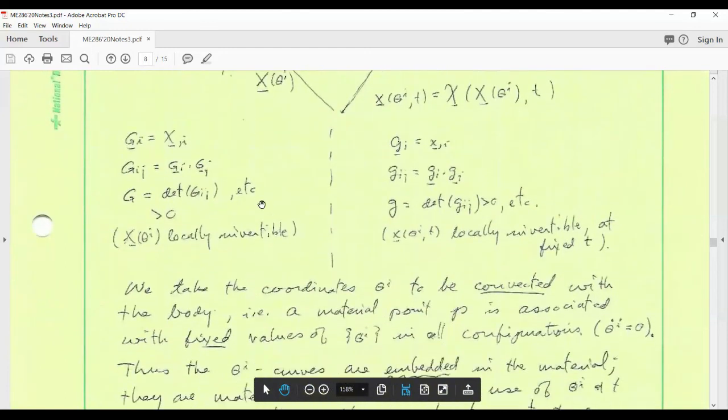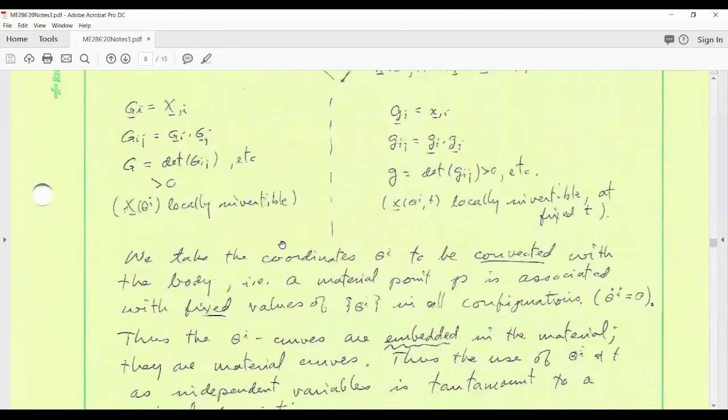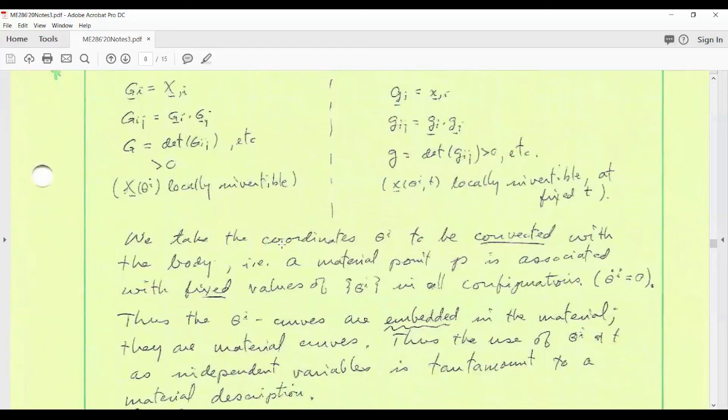Since we need a different notation here in the reference configuration, I use capital G's as capital X comma I, the same partial derivative, different function, capital X, but it's still a partial with respect to theta I. Metric capital Gij induced by these dot products, determinant capital G, and so on. Okay, so we're taking the coordinates to be labels for the material points. These coordinates define a grid that convects with the body. The coordinate curves are material curves.